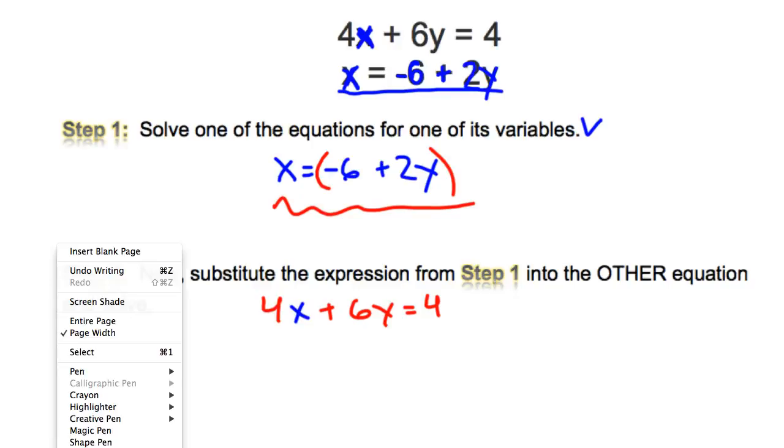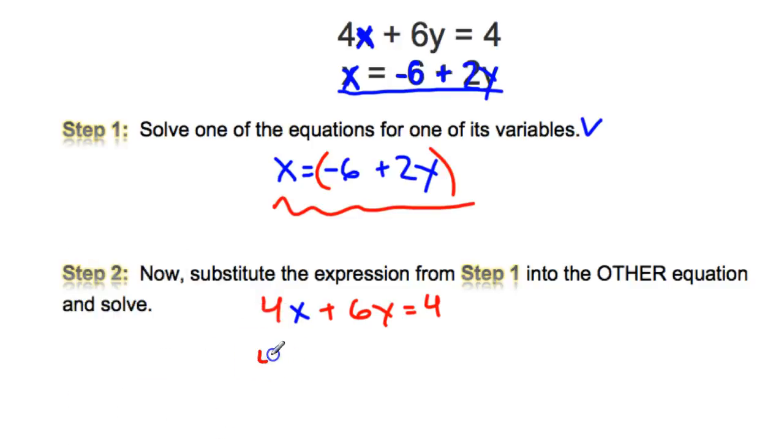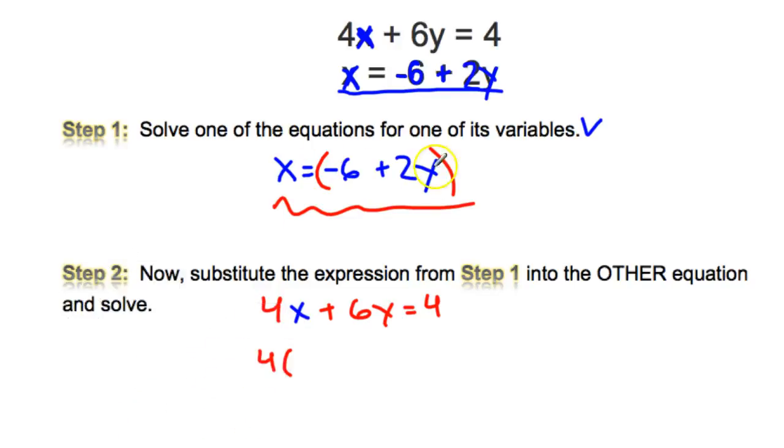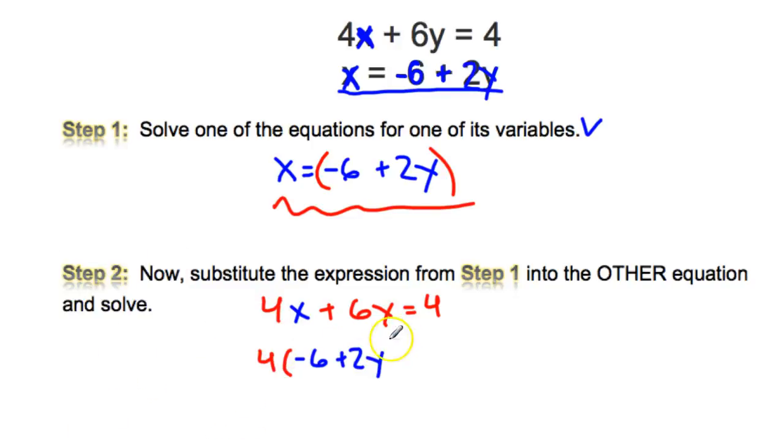So when I rewrite this equation, I'll do it with my red again, it's going to be 4, and then I put parentheses. Instead of x, that's when I write the expression. So I'm going to write this, -6 plus 2y. Alright, there it is. That's step 2. I just substituted for it. I need to finish the equation though. So I write plus 6y equals 4.